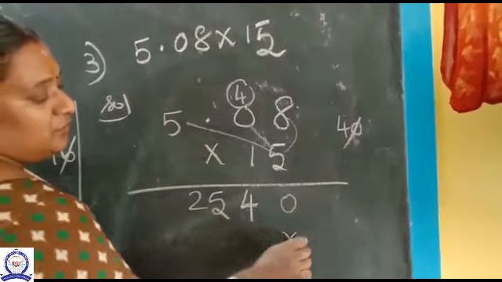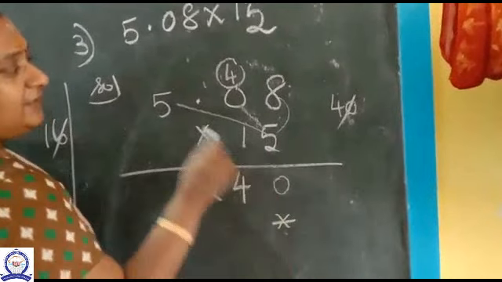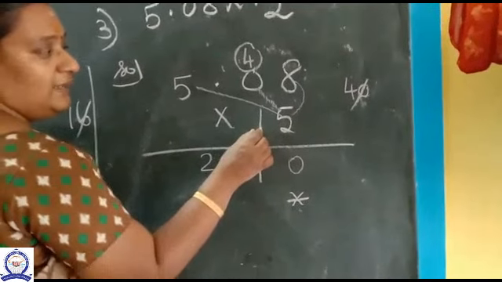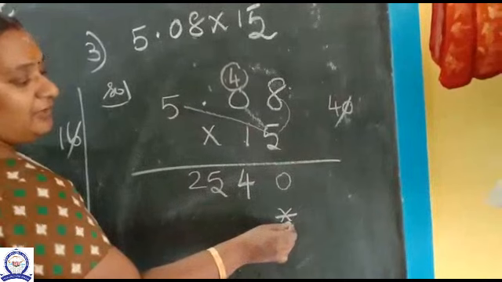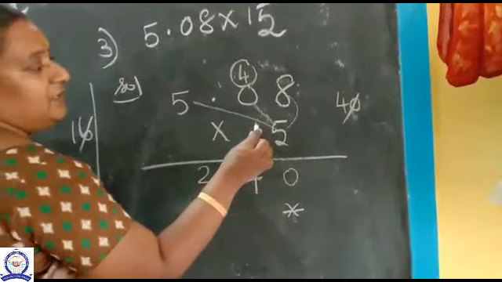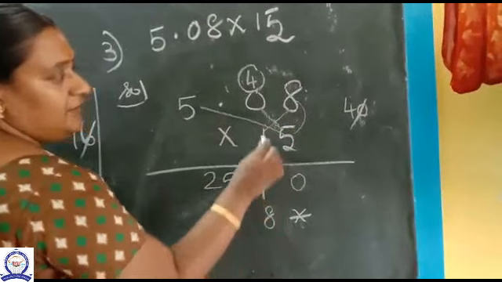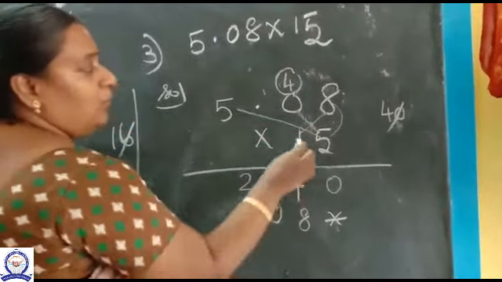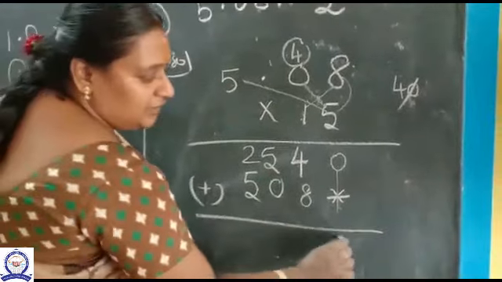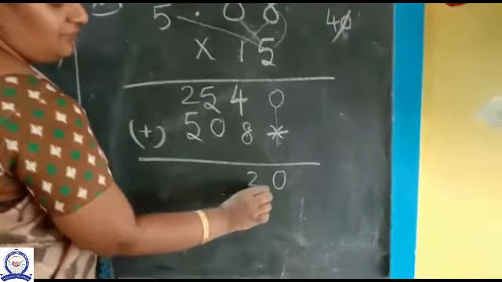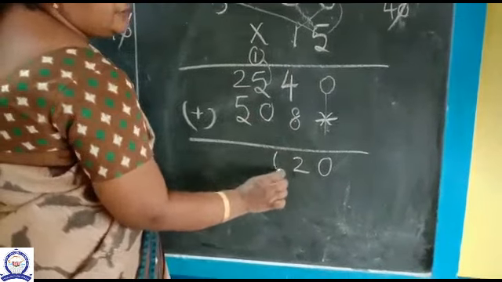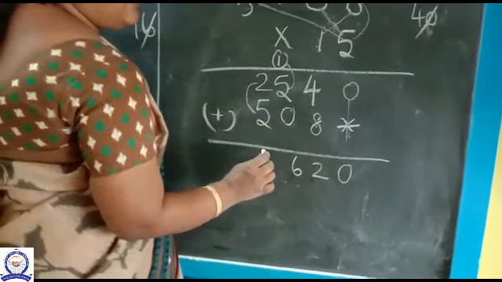Next, you should not write the digits here. You have to multiply the decimal number 5.08 by 1. 1 is in the tens place. So you have to keep 0 or a star in the ones place. Then you proceed with the multiplication. Now 1 8s are 8. 1 into 0, 0. 1 5s are 5. Now what we have to do? We have to add. So 0, 8 plus 4 is 12, 1 carry over, 5 plus 1 is 6, 6 plus 0 is 6. So 2 plus 5 is 7.